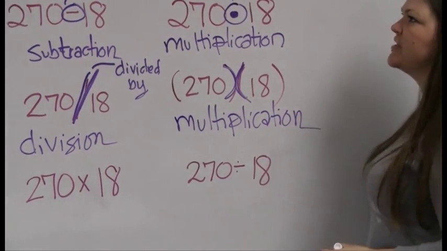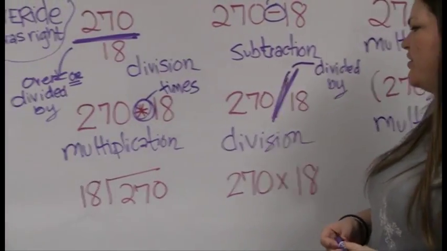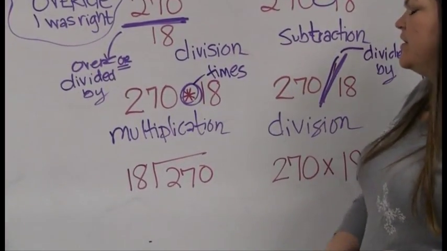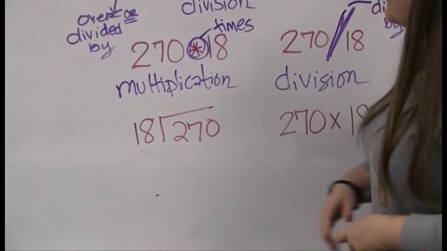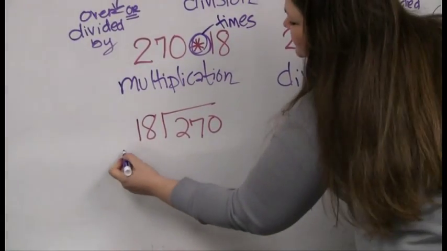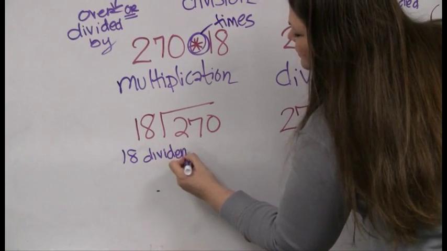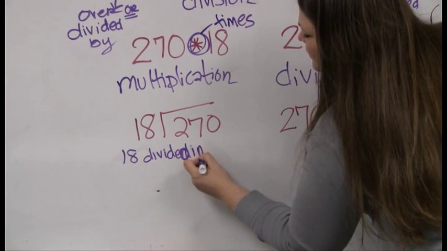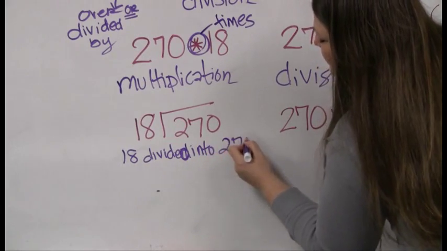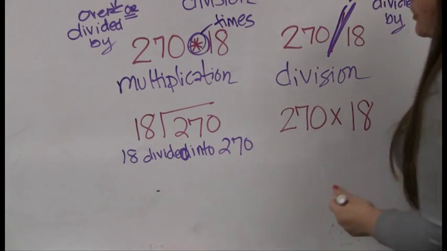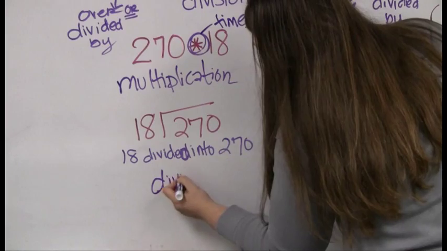I'm like rushing because I feel like this is the longest video already. Are you guys bored yet? We're almost done. So now here we read this problem a little different. This says 18 divided into 270, but it's still the same operation. So for your answer, you will still write division.